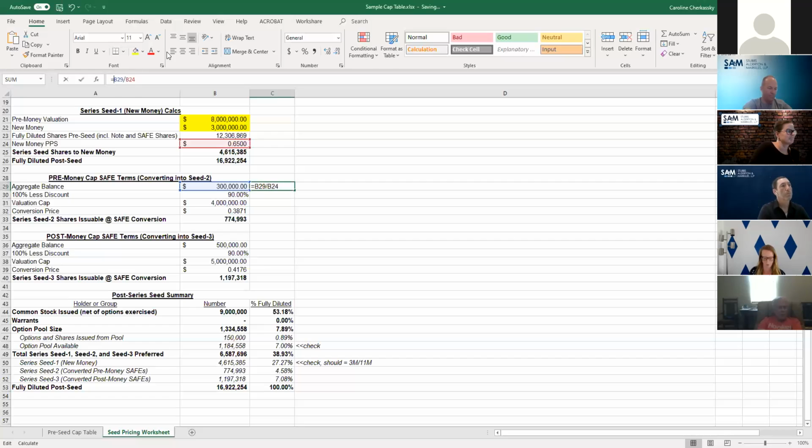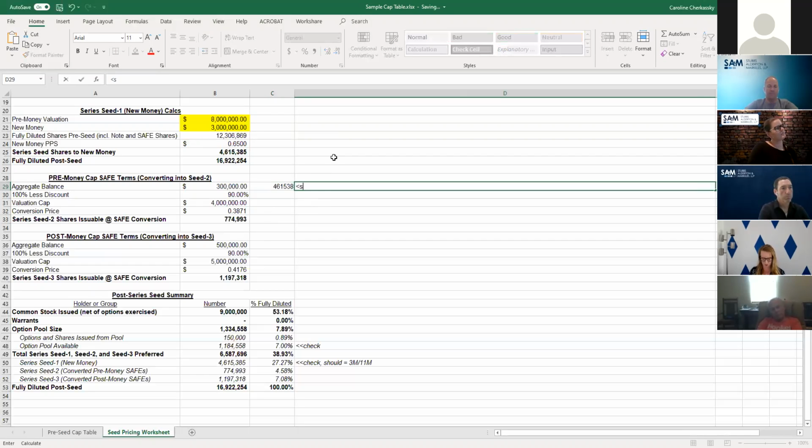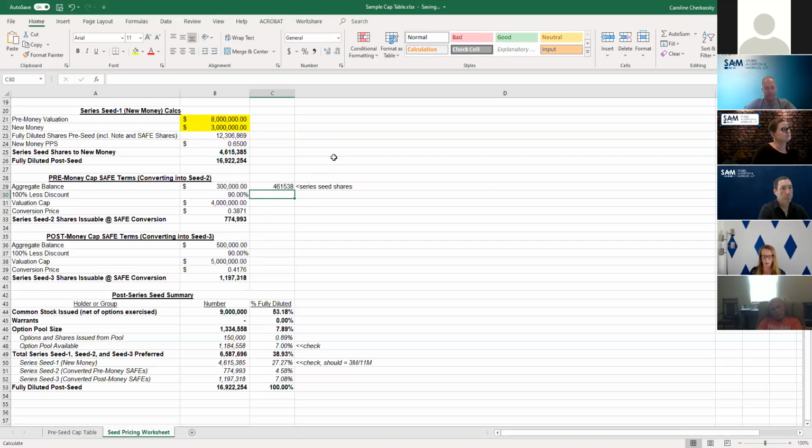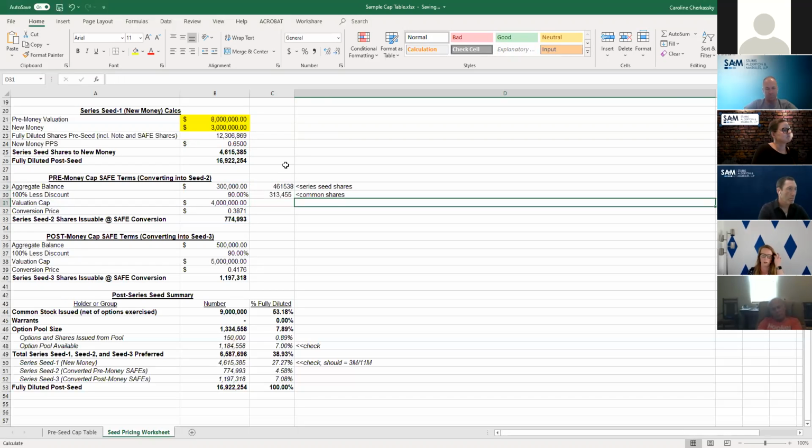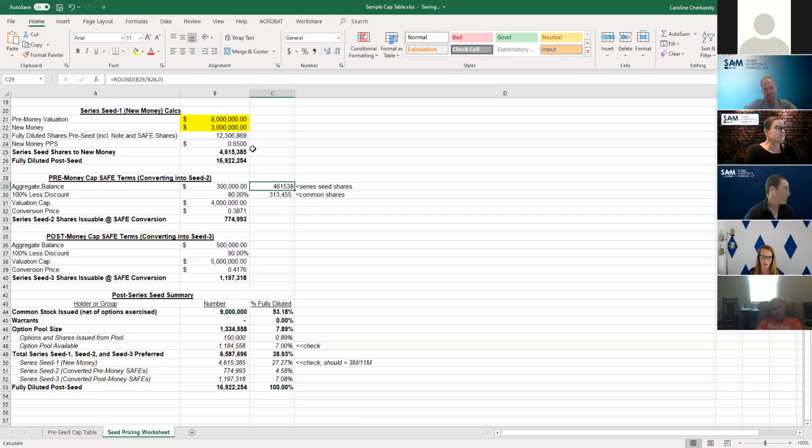They get 461,538 shares. But they should be getting 774. So that means this many are Series Seed shares, and all the excess shares are common shares. And that's it. The total share count stays the same, but you figure out what number of shares they would have gotten had they invested at the new money price, and then issue the balance as common.